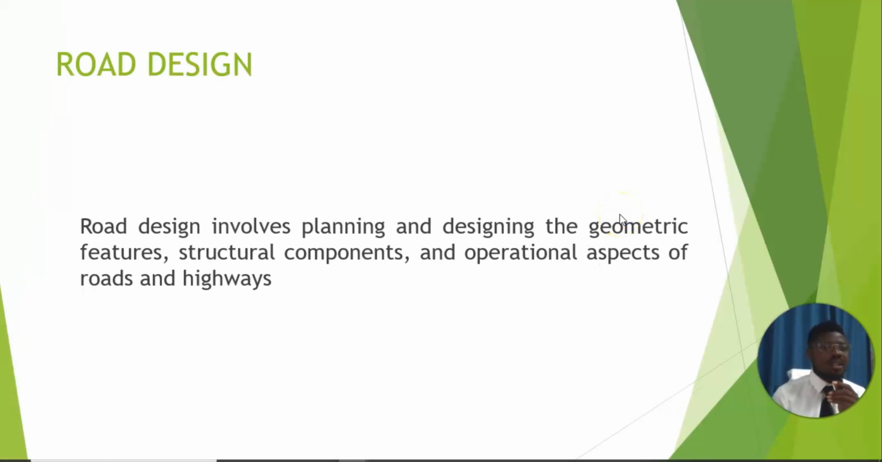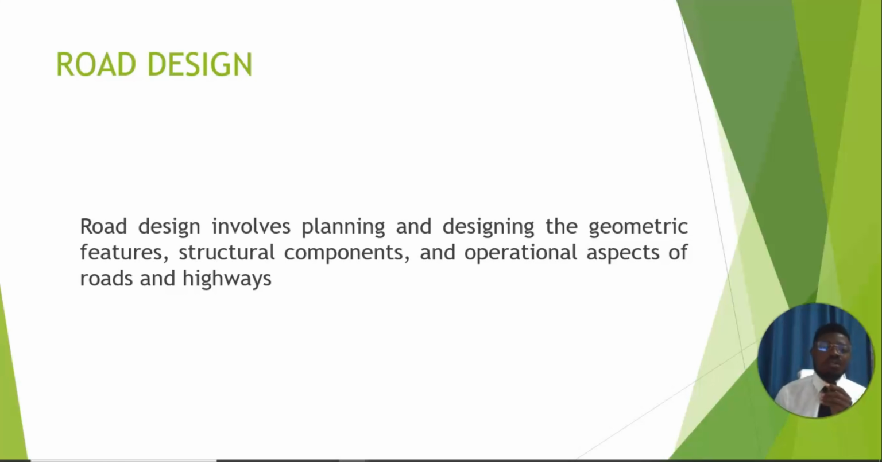Like I also said earlier, before we can design a road, we have to take planning into consideration. There are a lot of considerations we have to take when it comes to the planning. And after that is done, we also have to look at the designing of the geometric features. How is it going to look like? What is the structural composition of the road going to look like? So these are some of the things that need to be taken into consideration when designing a road.